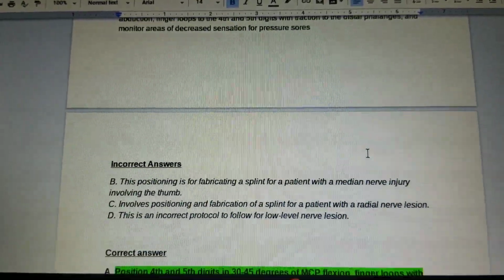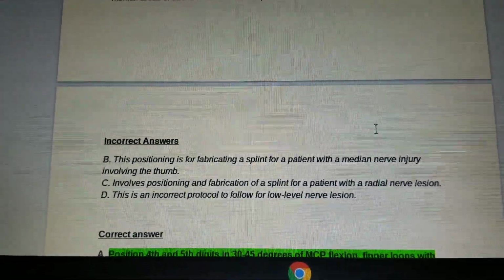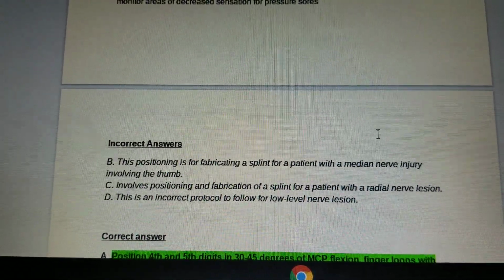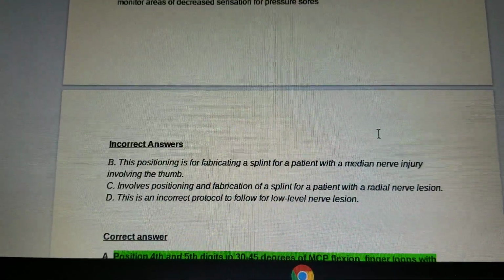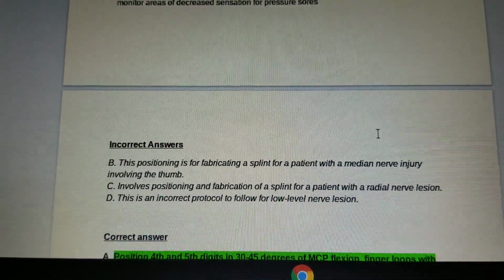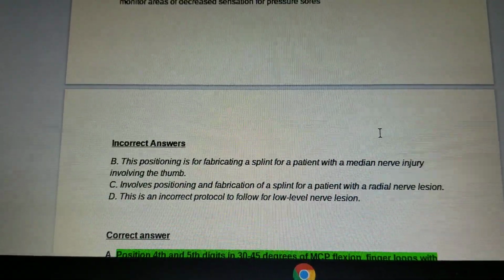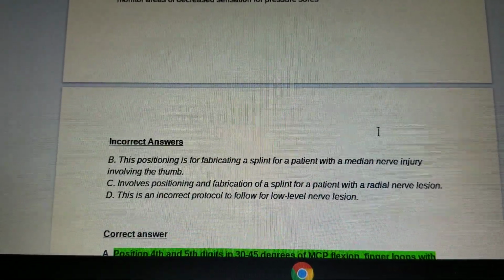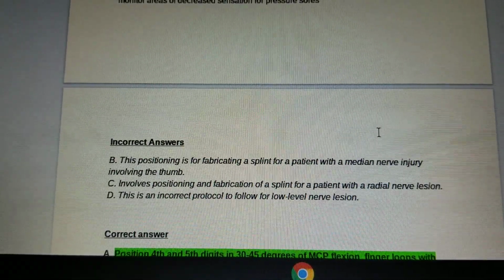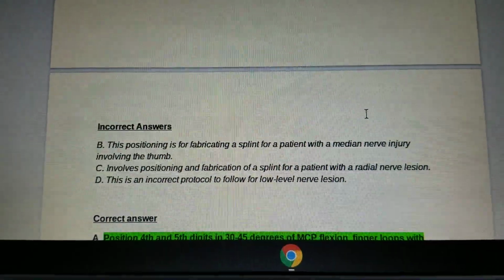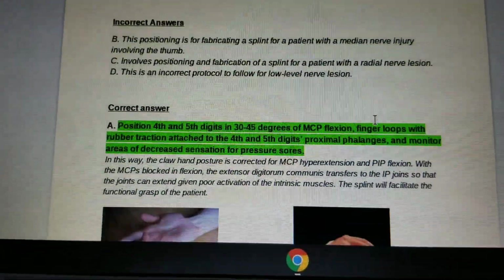So we know that B, C, and D are incorrect. B is incorrect because this positioning is for fabricating a splint for a patient with a median nerve injury involving the thumb. C is incorrect because it involves positioning and fabrication of a splint for a patient with radial nerve lesion. And D is an incorrect answer because this is an incorrect protocol to follow for a low-level nerve lesion. Therefore, the correct answer is A.